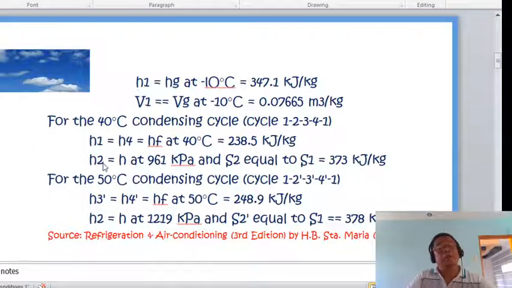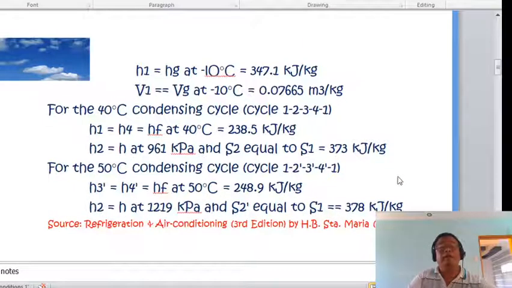Take note class that the enthalpy will increase if we increase the condensing temperature. Take a look now class. The value of the enthalpy of liquid is 248.9 as compared to the previous, which is 238.5. For H sub 2, at 1219 kilopascal, S1 equals S2, so the value now is 378 kilojoules per kilogram.